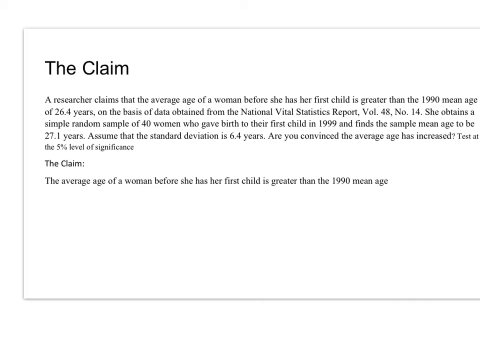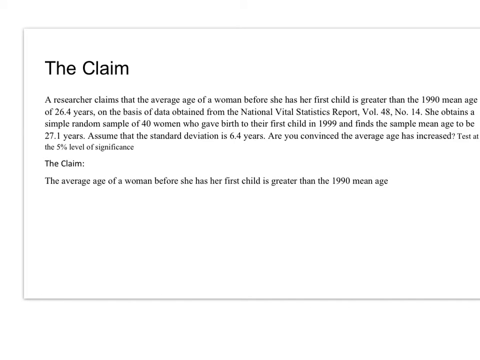It helps you put it in context. So the claim the researcher is making is that the average age of a woman before she has her first child is greater than the 1990 average. So she thinks it's increased.